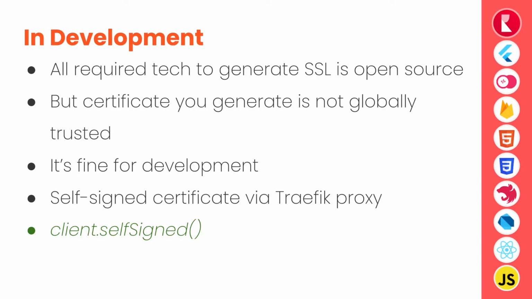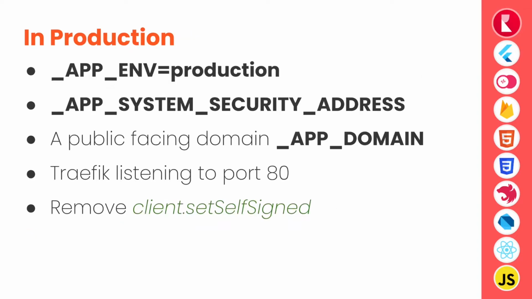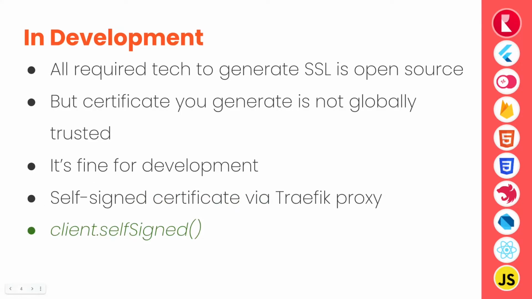In order to secure Appwrite with HTTPS, you need to install Appwrite maybe on a VPS and point the domain to your Appwrite instance, so that when Appwrite is up and running, it will generate the SSL certificate for the domain that you are using. In development mode, however, Appwrite uses a self-signed certificate. Why? All the technologies required to generate SSL are open source. However, if we generate a certificate ourselves and sign it, it is not globally trusted. But that is fine for development purposes.